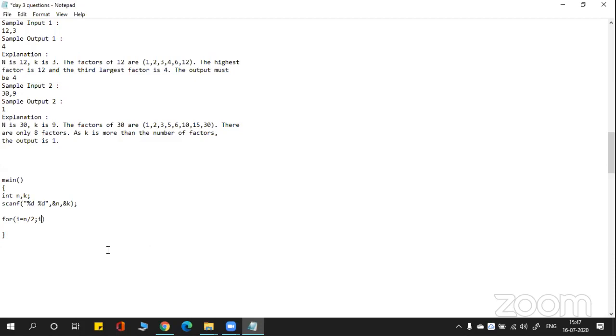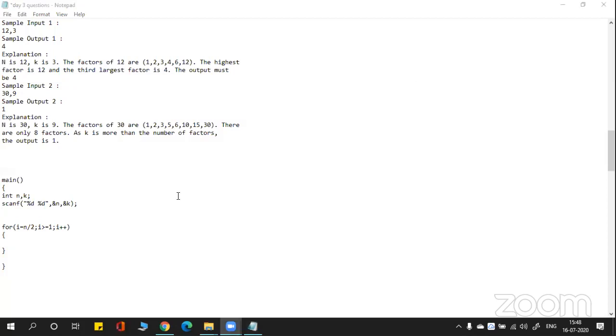So i is equal to n by 2. When it is greater than or equal to 1, then enter. Okay. So i plus plus. We'll include that condition. Don't worry. Okay. So if you observe here, this will not work. If k is equal to 1, this will not give us the correct output.